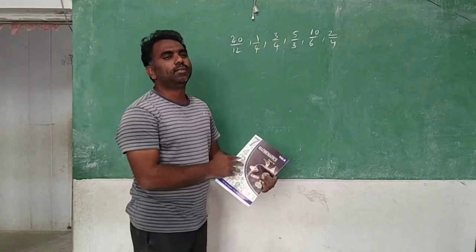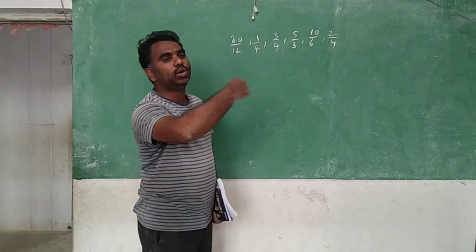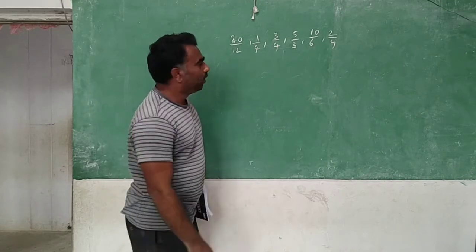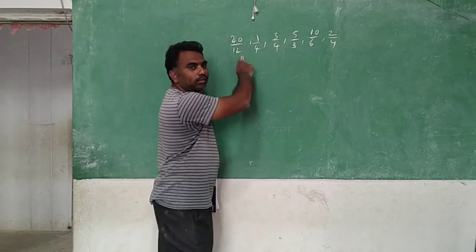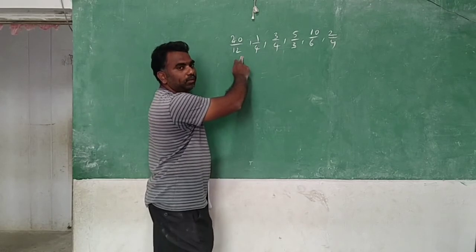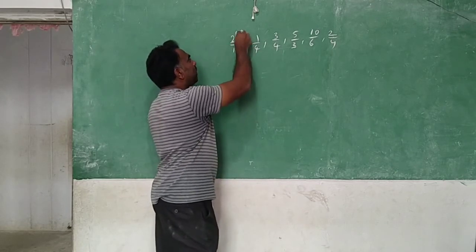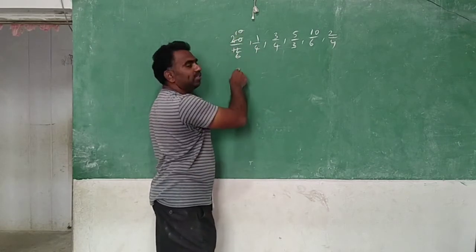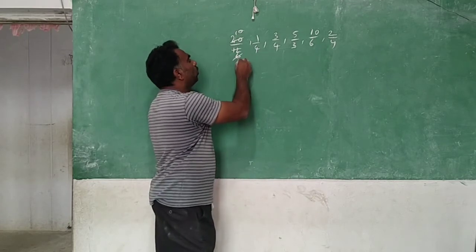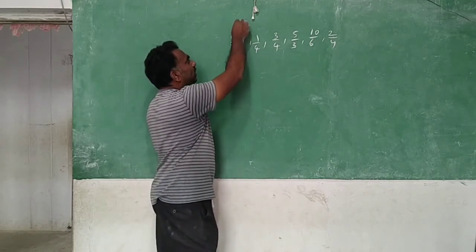So simple. First of all, where the cancellation is possible, do them. Here cancellation is possible. Which table? 2 table. 2 10s are, 2 6s are. Again a chance is there. How? 2 3s are, 2 5s are. So finally it is 5 by 3.